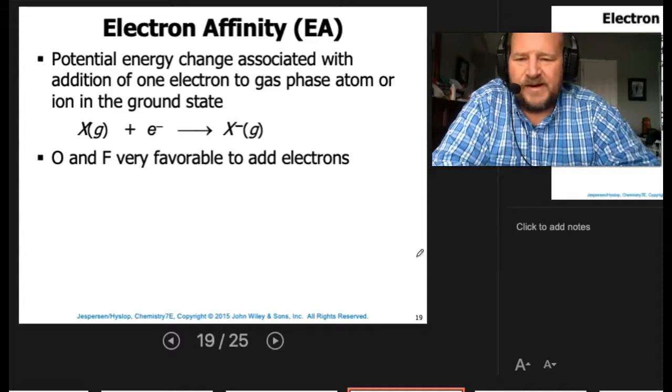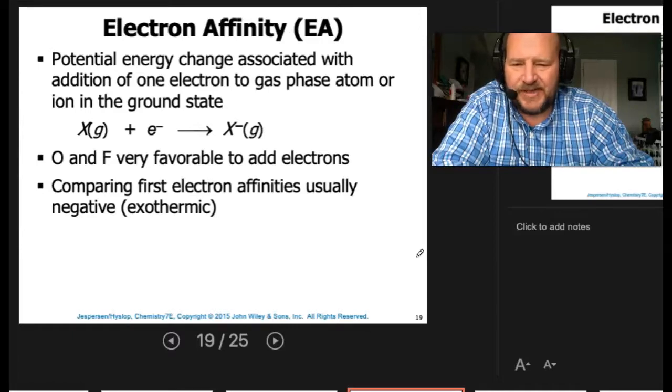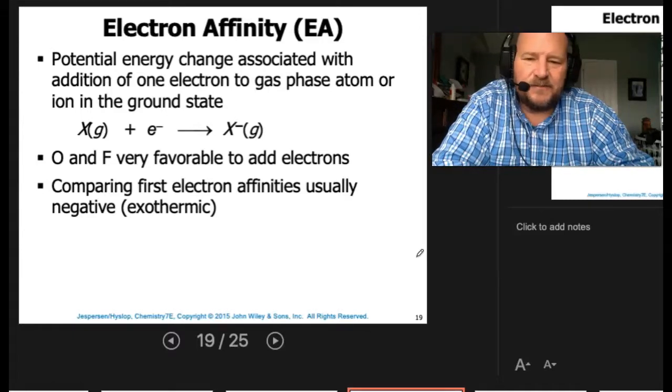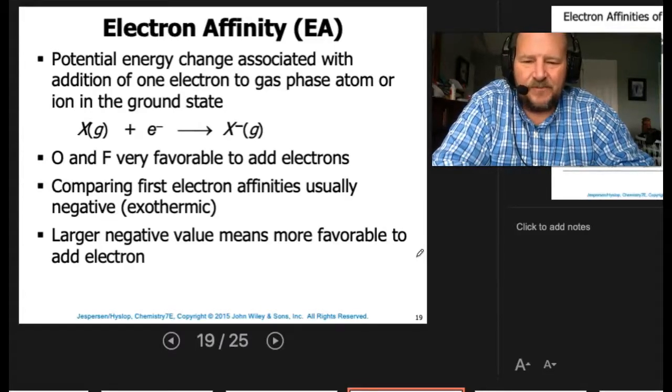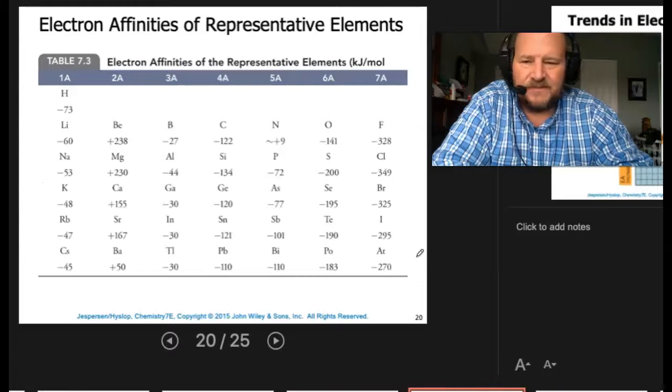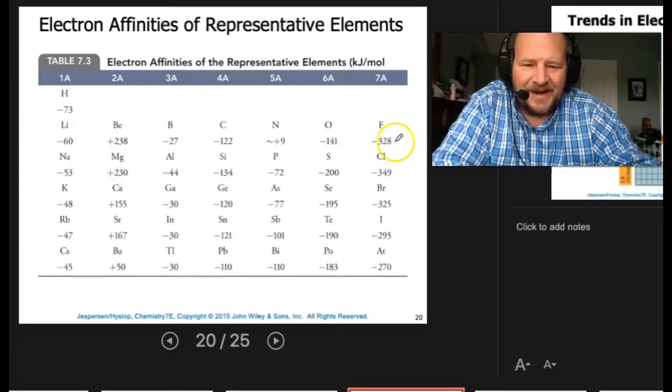So oxygen and fluorine, very favorable to add electrons. They actually like it. Comparing the first electron affinities, usually it is negative, exothermic. So for some of these atoms, it's going to actually give off energy in order to accept the electron. The larger negative value means it's more favorable to add an electron. So here we see hydrogen accepting an electron is negative 73. Lithium, negative 60. Beryllium doesn't want to do it, plus 238. Fluorine, negative 328. It's giving us a lot of energy to get that electron. Chlorine's giving even more, 349.